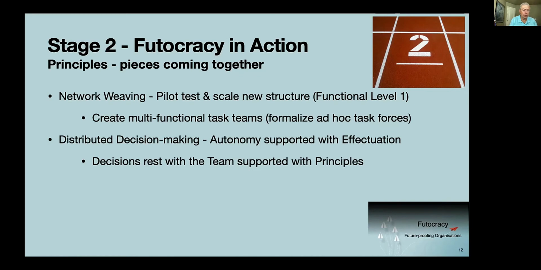We can also in stage two then start talking about distributed decision-making. This is the autonomy of people making the decisions within their area of influence in the organization, but supported with effectuation. Effectuation gives them the guidelines on how to make those decisions, along with some support then for connectivity as necessary. This is where there's an activity connected with the first and second levels of the organization, such that the individual teams don't work fully independently.